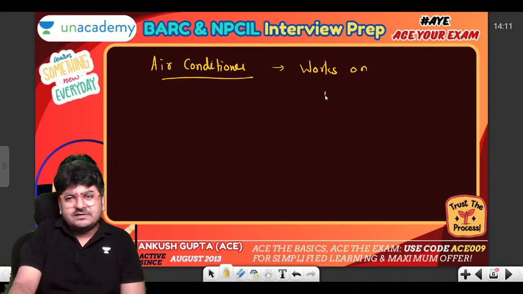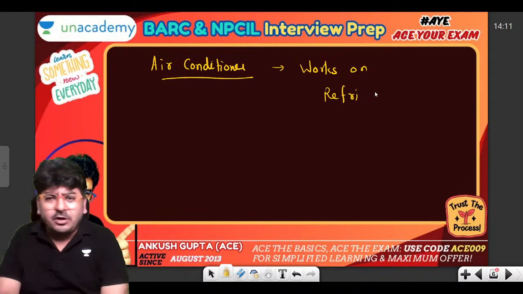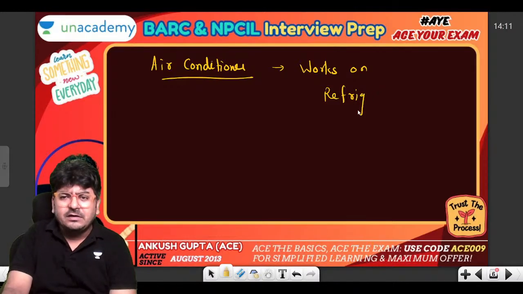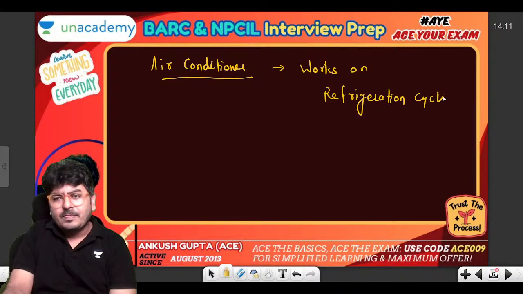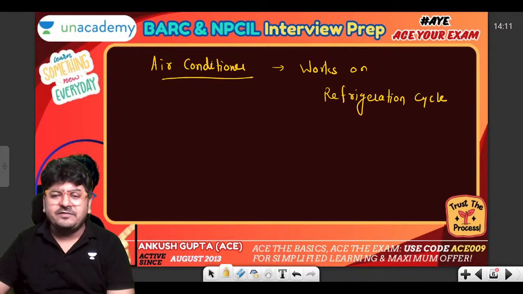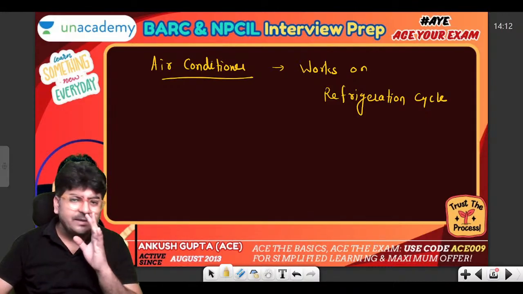What is that? We will discuss. In thermodynamics, you must have seen Clausius' statement, second law of thermodynamics, refrigeration cycle. So I'm talking about that refrigeration cycle only. Okay. So air conditioner works on the refrigeration cycle. And when it works on the refrigeration cycle, so what happens?